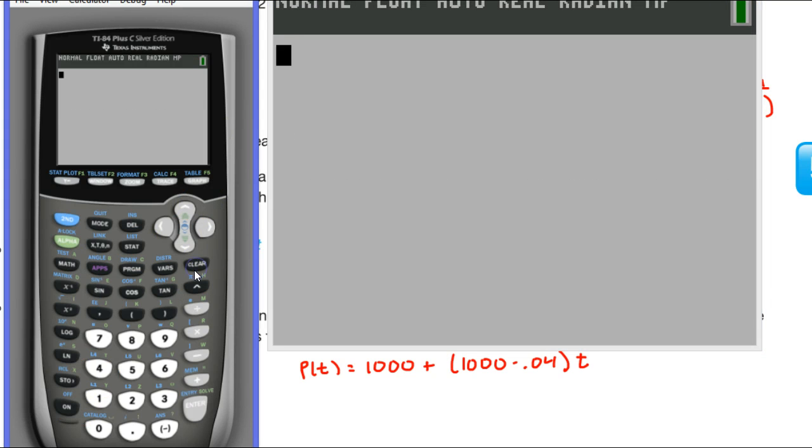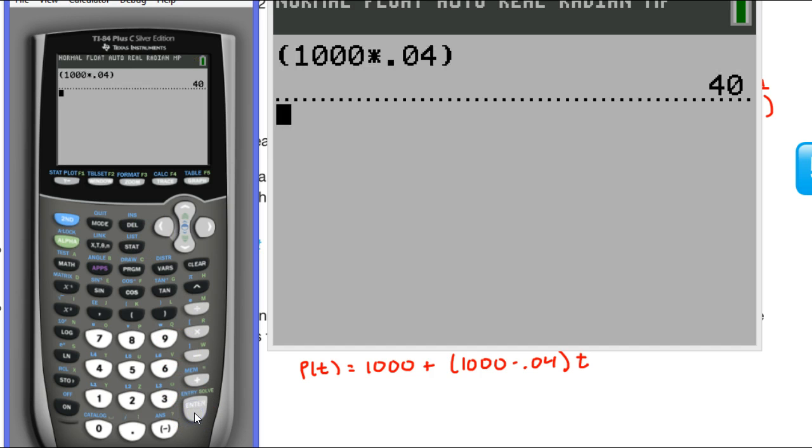So we would punch in 1,000, which is our initial amount, plus the quantity. Notice that I open my parentheses, 1,000 times 0.04. I close that up. Oh, I'm sorry. We don't need to put our initial amount. We just want to simplify this a little further. We just want to know what's in parentheses, and that's it.